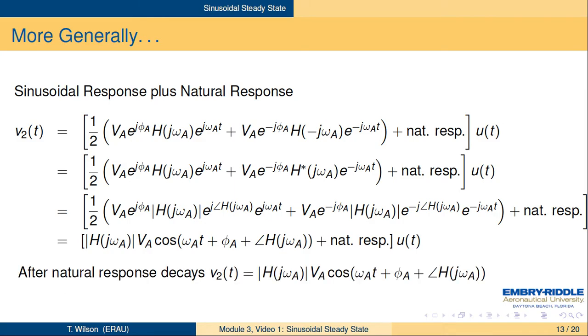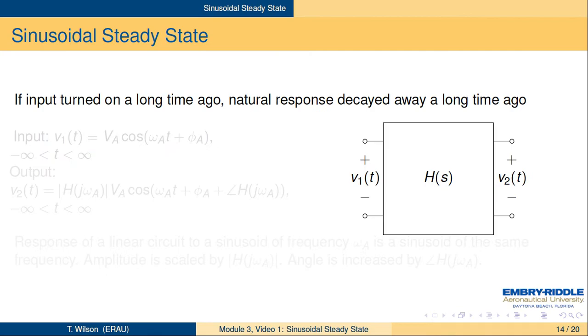And as usual, when the natural response goes away, you're just left with the cosine, and that's why that's called the sinusoidal steady state. The sinusoidal steady state is the magnitude times the original amplitude times cosine of the same frequency with the original phase, but with the additional phase, angle H of j omega sub a.